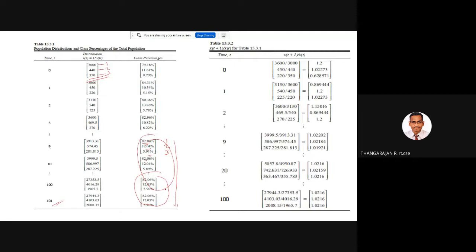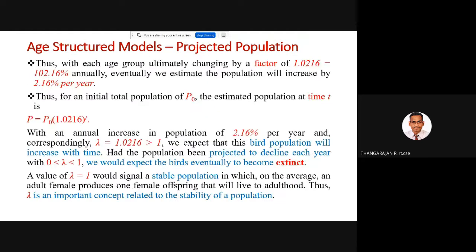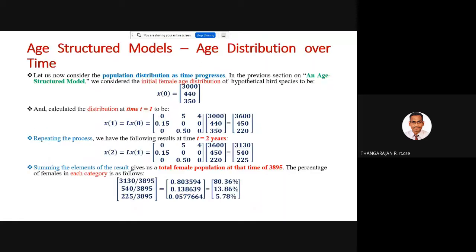Okay. So this means the population stabilizes. That means the bird will not get extinct. That's the meaning. But you need not do this for 100 times to know this. What you can do is find the eigenvalue of this matrix L. Just take this matrix, find the eigenvalue.